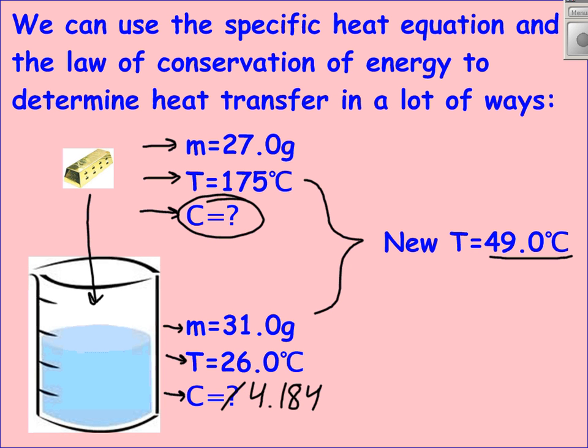All right, that's easy enough. We can go ahead and look at this. I know my M, I know my T. I want to solve for my C, so I need to know my Q for the metal. The problem is I don't know how much heat is released by the metal. I can't solve for this alone because I have two variables, the C and the Q. Therefore, I need to do something else before I can look at the metal.